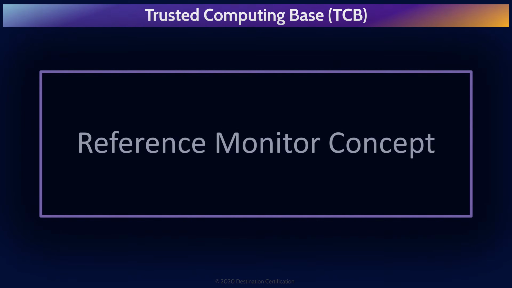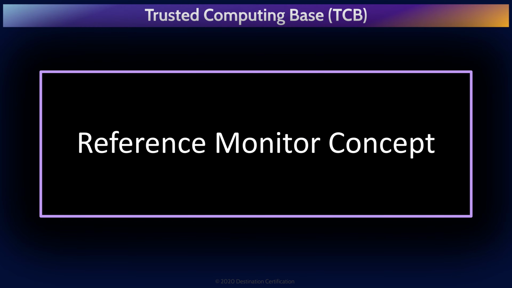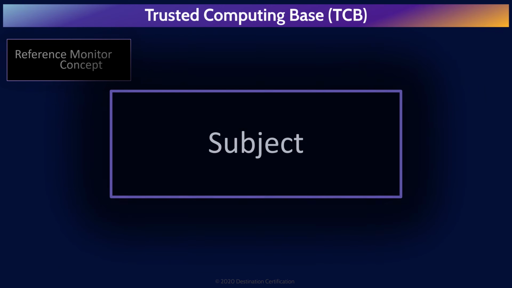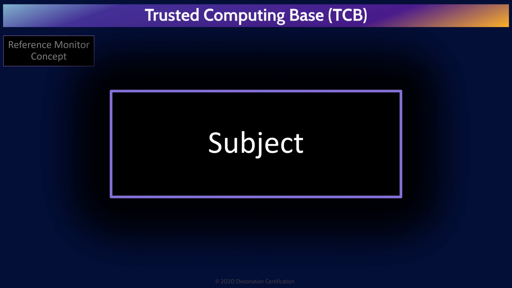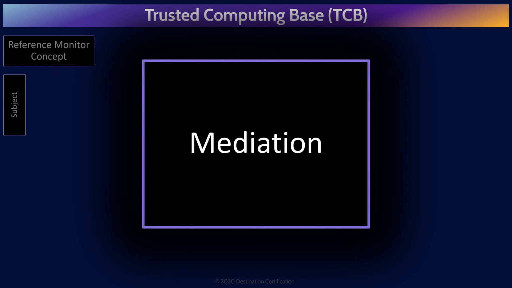Starting with the RMC, the reference monitor concept. The RMC is a really simple concept. If we want to have security, we have to control what subjects are allowed to access what objects, and what specifically the subject can do with the object. So what's a subject? An active entity. Subjects are things like people and processes that want to access objects. We need to control, to mediate, a subject's access to an object.